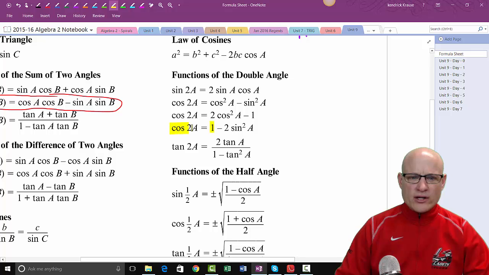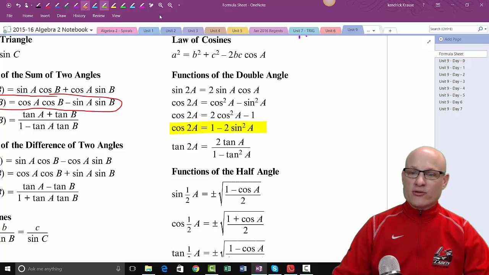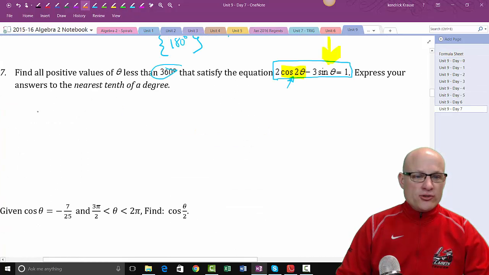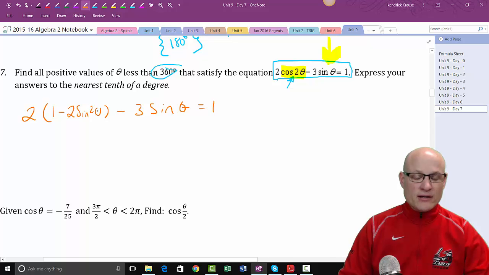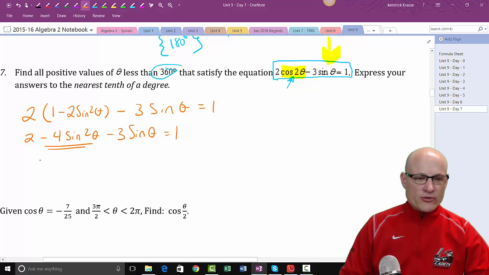So I'm going to replace cosine 2 theta with 1 minus 2 sine squared theta. I've got to remember to do the 2 sine squared theta. So the 2 we're going to replace, and then minus 3 sine theta equals 1. Now this was 1 minus 2 sine squared theta. All right, now we're ready to roll. So I distribute: 2 minus 4 sine squared theta minus 3 sine theta equals 1. Since this is negative, everything goes to the right side.